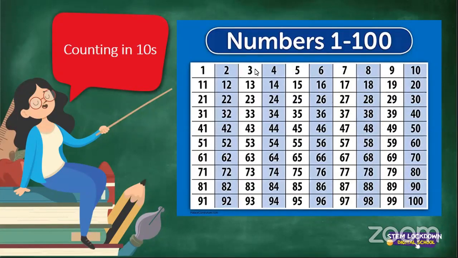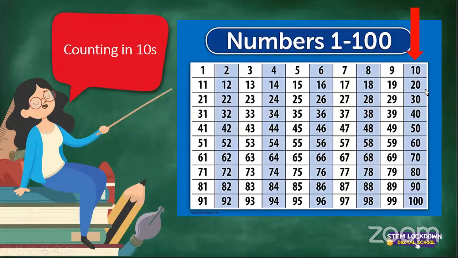Good, so let's have a look at this number chart. We are going to count in tens. So let's go and have a look at this arrow. The arrow is going to show us where we are going to look and where we're going to find the numbers when we count in tens. So do you see all the numbers ending in a 0? It's on the far right-hand side of the number chart. Good, so we're going to count in tens, starting with the number 10.